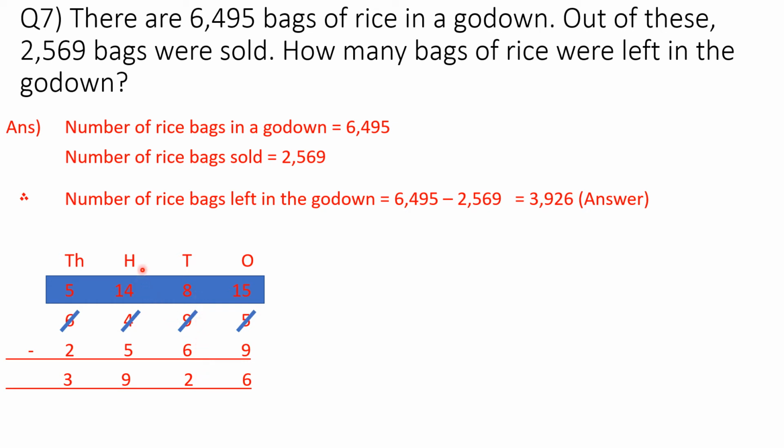Now come under the hundreds column, you have to subtract 5 from 4. It's not possible because 4 is smaller than 5. So 4 will borrow from this 6. 6 becomes 5. 4 becomes 14. Now subtract 14 minus 5, that is 9. And under the thousands column, 5 minus 2, that is 3.